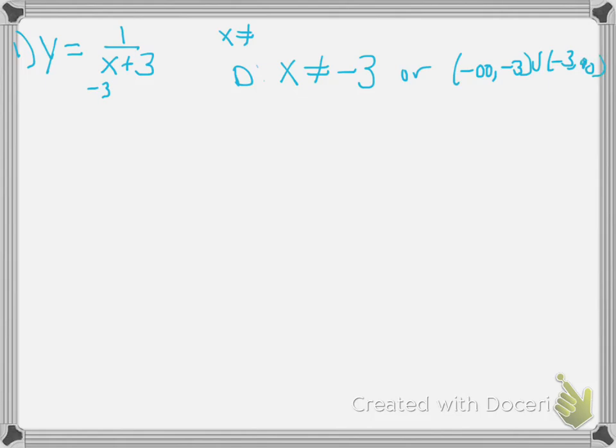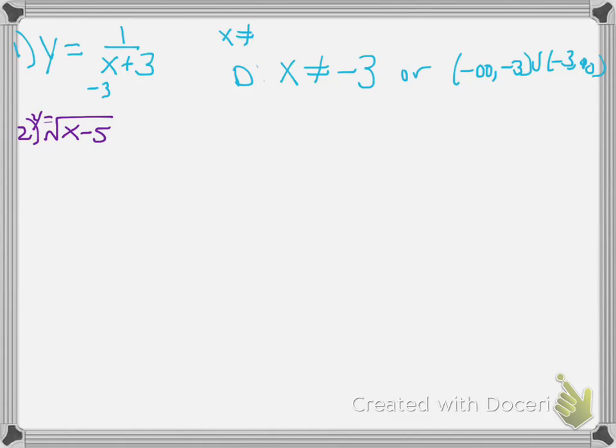Okay, simple fraction, just looking at what makes the denominator 0. Second one I want to look at is if we have the square root of x minus 5, the y equals in front, or an f of x equals, it's all the same thing. So again, we're looking for what makes it 0.